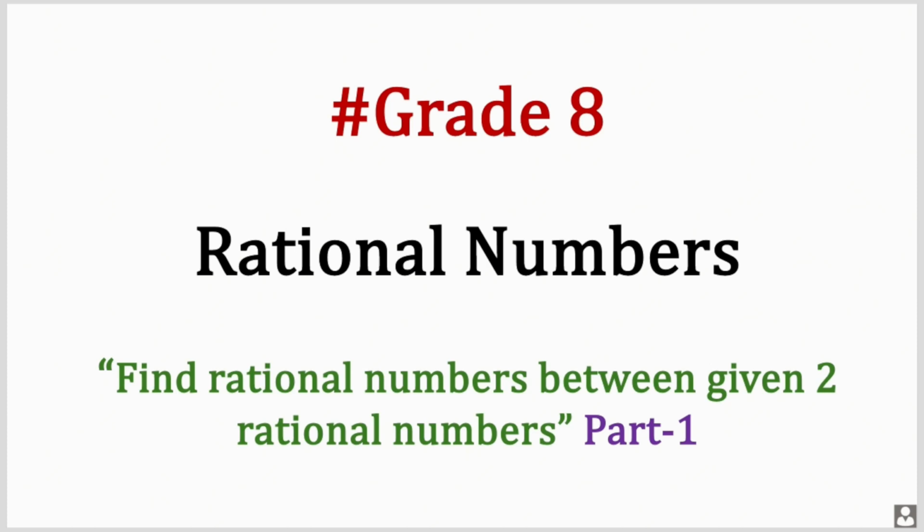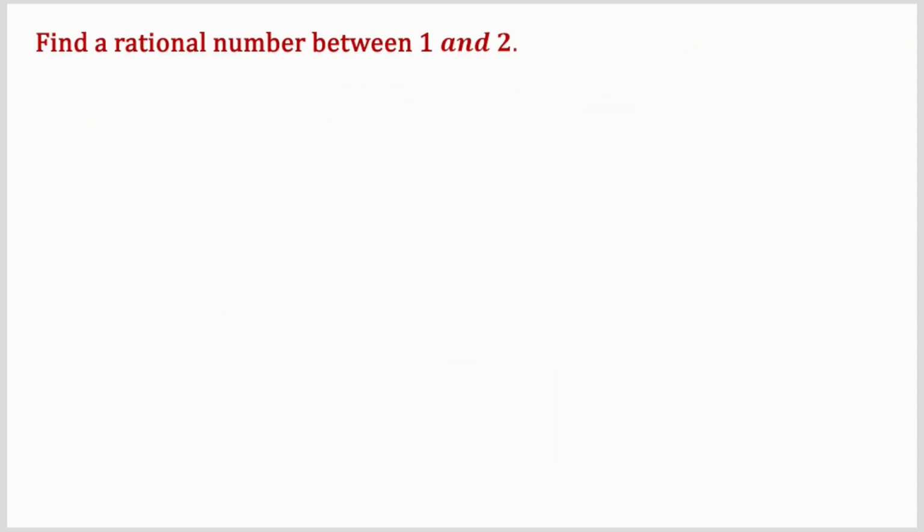Hello everyone, in this video we are going to see how to find a rational number between two given rational numbers. So here we have a question. Find a rational number between 1 and 2. 1 and 2 are both rational numbers because they can be written in the form p by q. So 1 can be written as 1 over 1 and 2 can be written as 2 over 1. Now we'll see where 1 and 2 come on the number line.